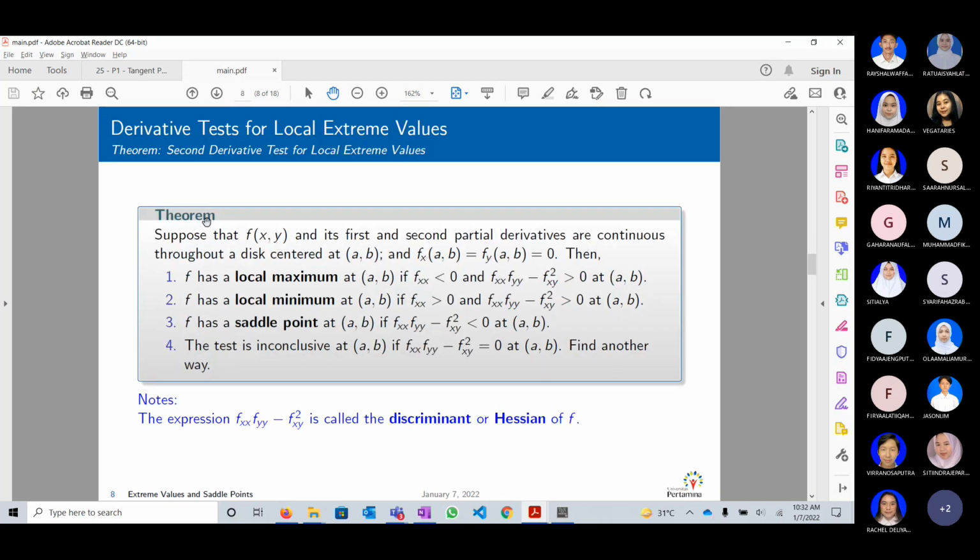And this is the second derivative test for local extreme values. This is where you need to understand. Yeah, this is the part that you need to understand.